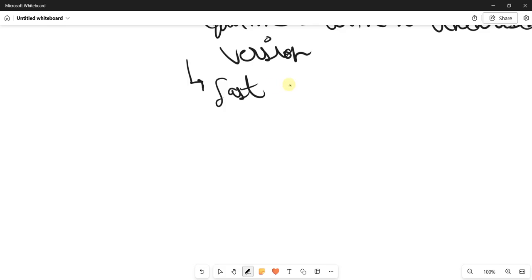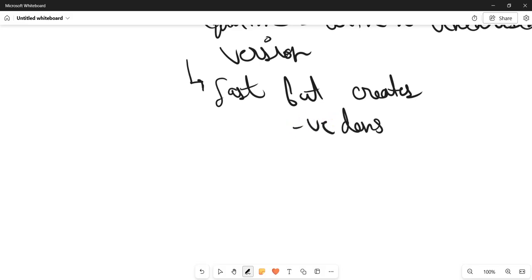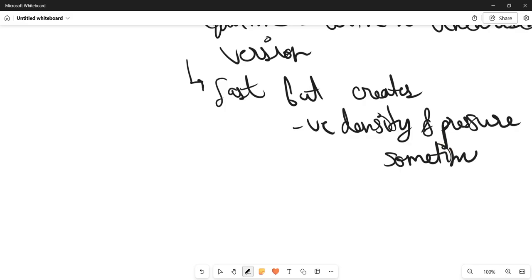But there's a disadvantage that it can create negative density and pressure sometimes, which is not possible. That's just a flaw. Of course, negative density is something that you cannot have physically. So that is one disadvantage of this method.